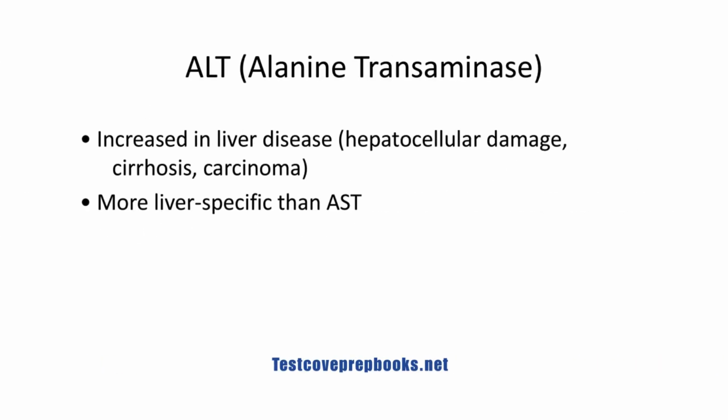Next is alanine transaminase, or ALT. Like AST, ALT rises in cases of liver disease, such as hepatocellular damage, cirrhosis, and carcinoma. However, ALT is more specific to the liver than AST, making it especially valuable for assessing liver conditions.